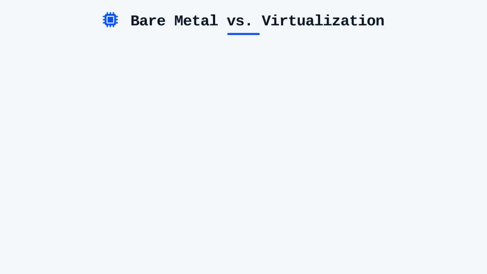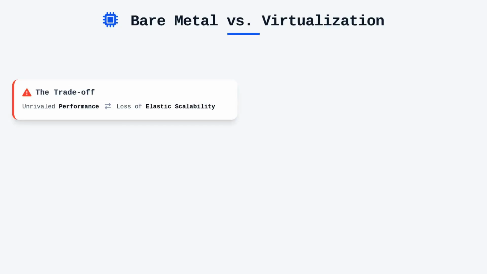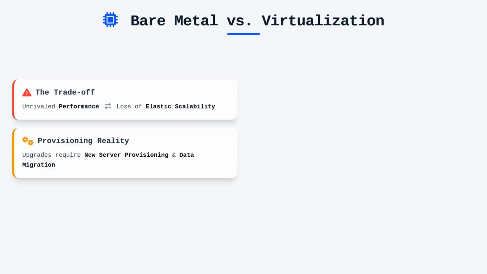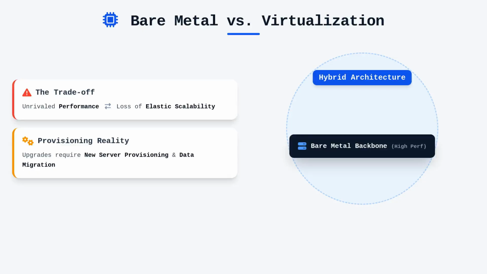It is important to acknowledge that while bare metal provides unrivaled performance, it inherently trades away the rapid, elastic scalability that defines virtualization. You cannot simply adjust the CPU or RAM on a bare metal server with a few clicks. Instead, any upgrade of the physical components generally requires provisioning a new server and migrating data, which is a significant architectural consideration. However, this is largely mitigated by using automation to integrate these servers into your broader infrastructure, where they can serve as the high-performance backbone for your application stack.